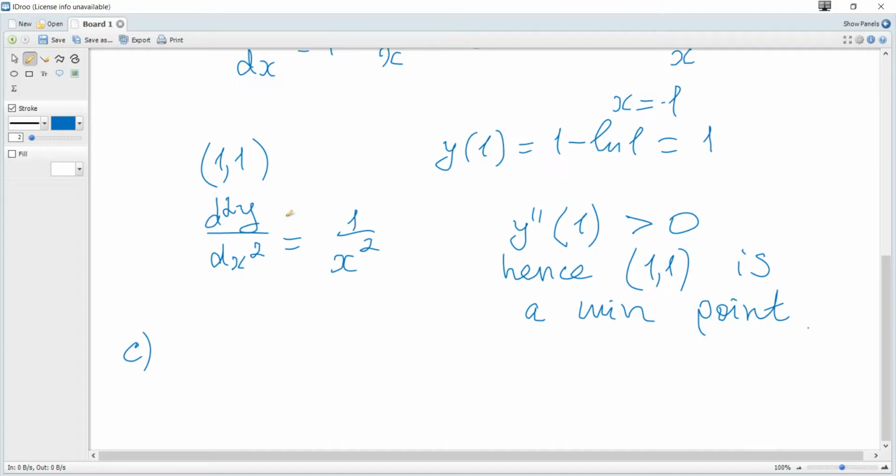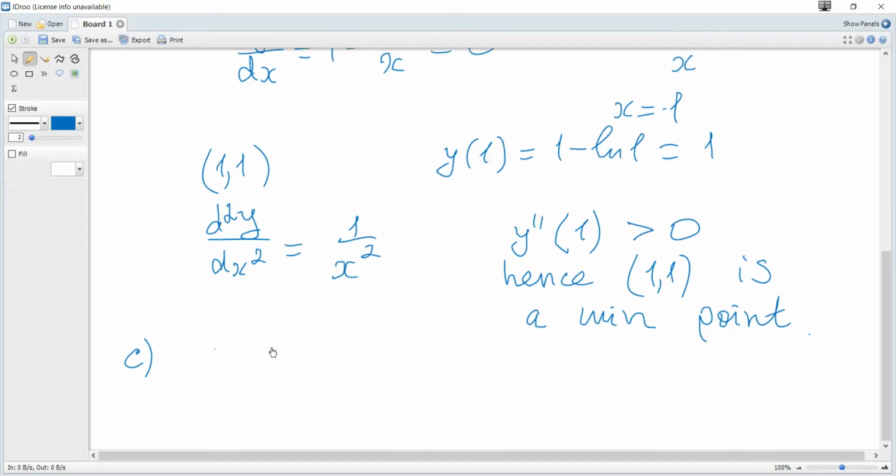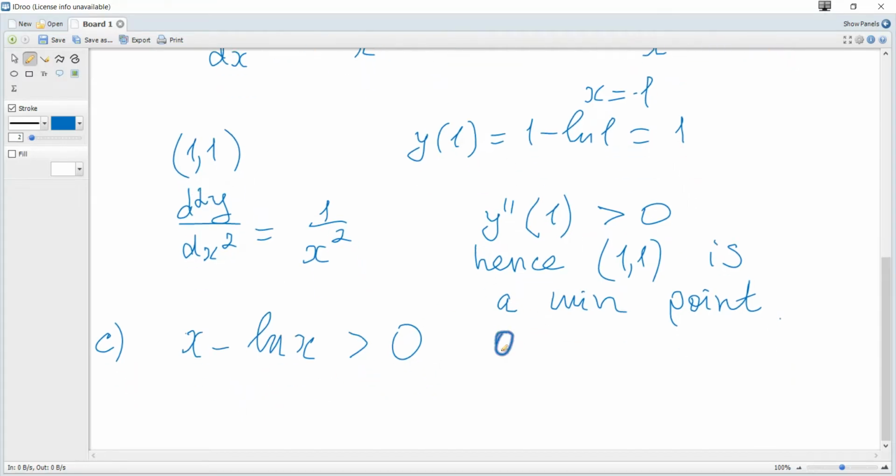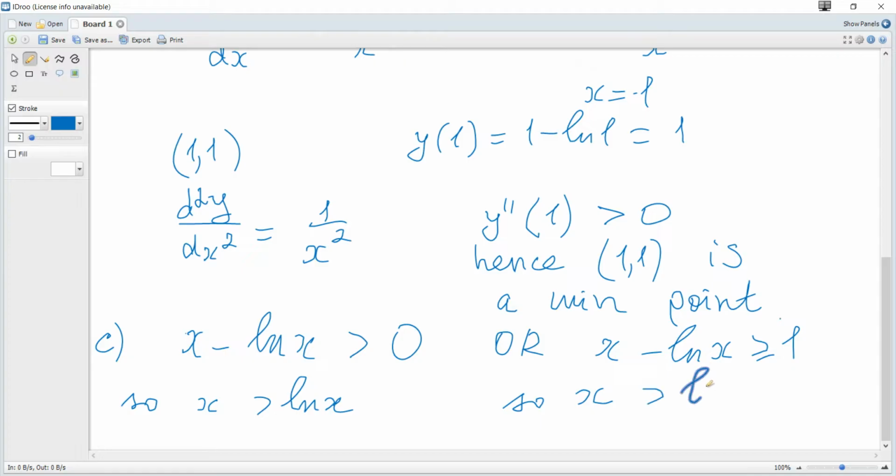Since at (1, 1) there is a minimum, it means that all y values are greater than or equal to 1, or it's enough to say that the y values of the given function x minus ln x are just positive. Definitely, if y values are greater than or equal to 1, they are positive. Or you may consider x minus ln x is greater than or equal to 1, and anyway, so x is greater than ln x, and here also x is greater than ln x.